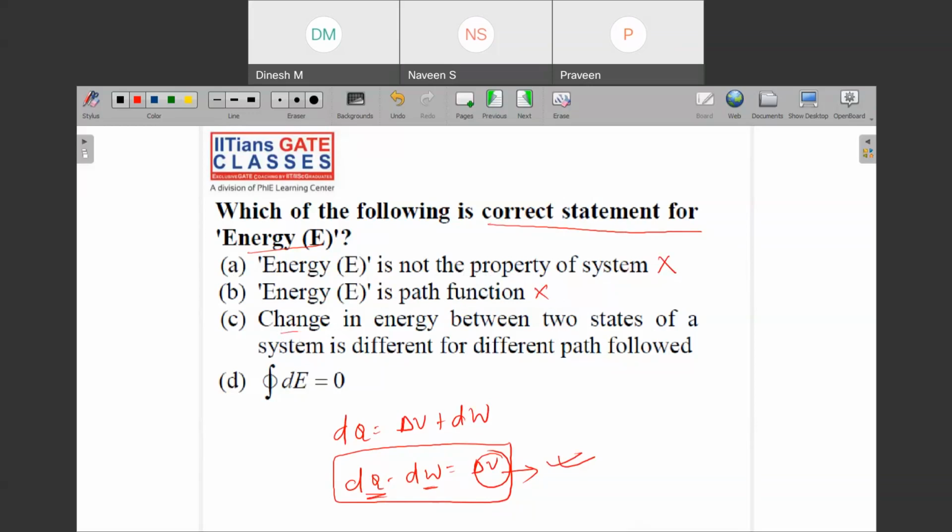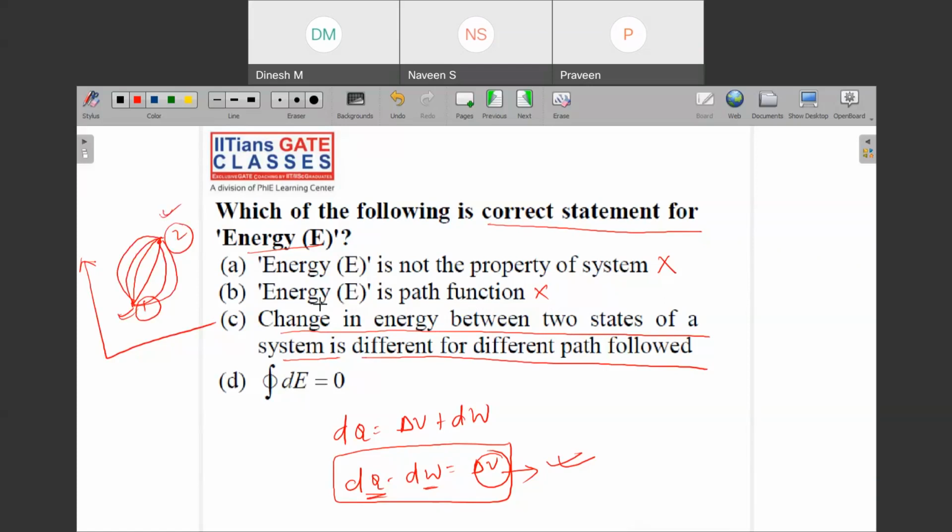Then it says that the change in energy between two states of a system is different for different paths followed. Wrong. Why? Because let us say you are reaching from 1 to 2. If energy is a point function, then it will never matter through which path you have reached. There are various paths which you can take from this point to this point, but you will never see that this is path dependent.